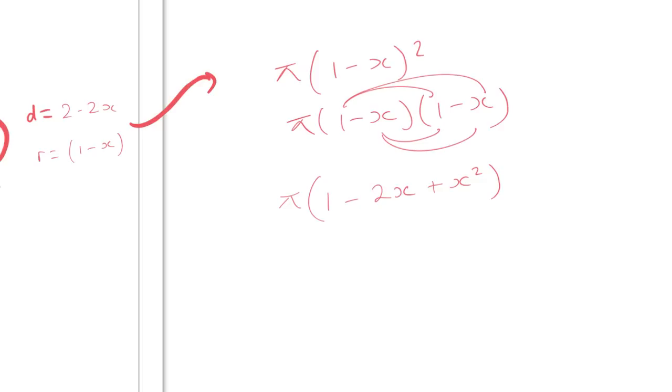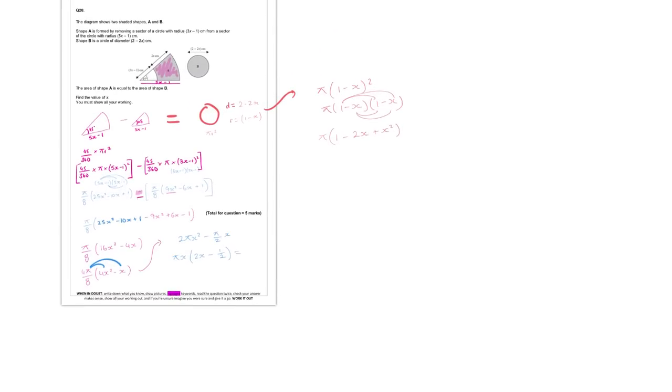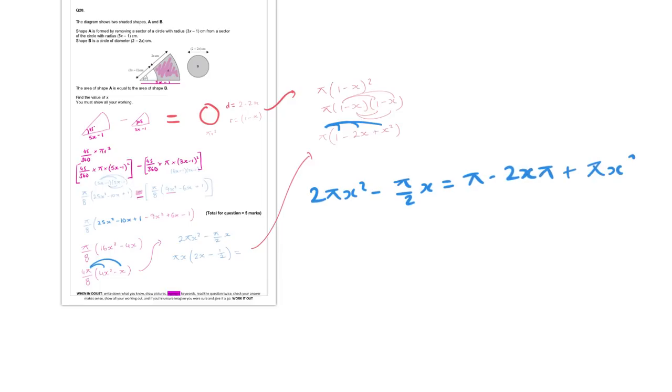So then, right, so these two equal each other. Do you know what, guys? I'm going to keep this as all the pi's here, all right? I'm going to go back to this one, the expanded one. So this is 2 pi x squared minus pi over 2x equals, and then I'm going to multiply everything by pi here. So I'm going to get pi minus 2x pi plus pi x squared.